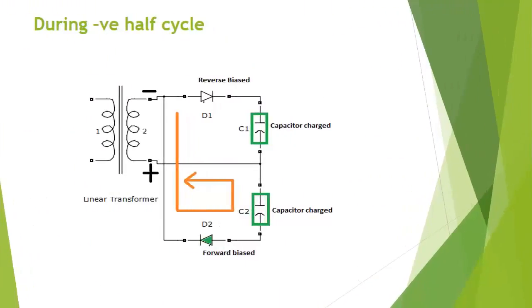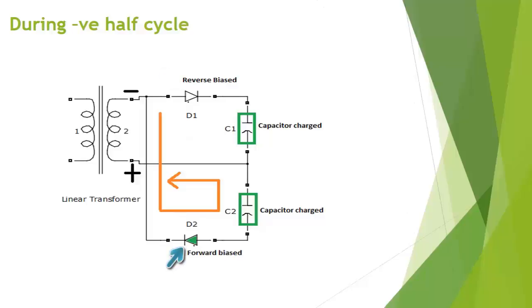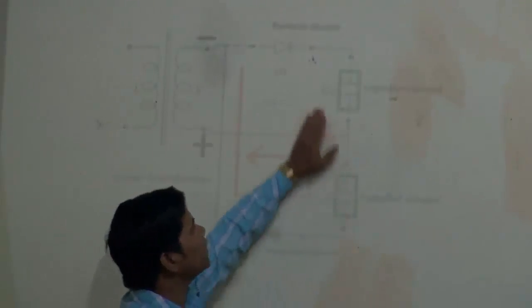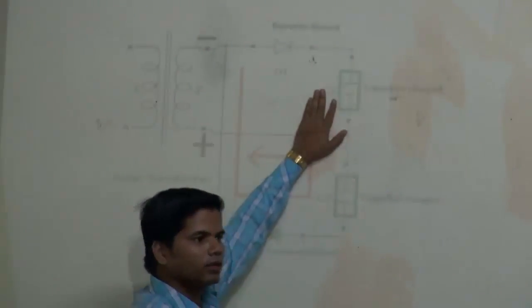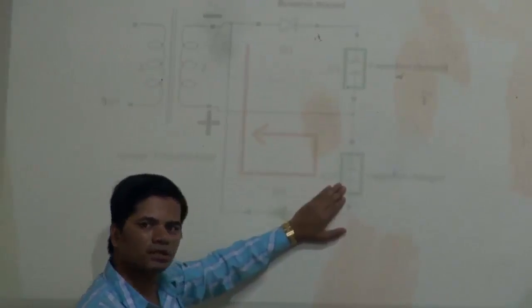Second, in the negative half cycle, this will be negative and this will be positive. Accordingly, just the reverse case will happen: this diode will be reverse biased and this one forward biased. The current will flow as per the arrow mark, and through that this capacitor will be completely charged in the negative half cycle. Previously this capacitor was charged completely, now this capacitor is charged completely.